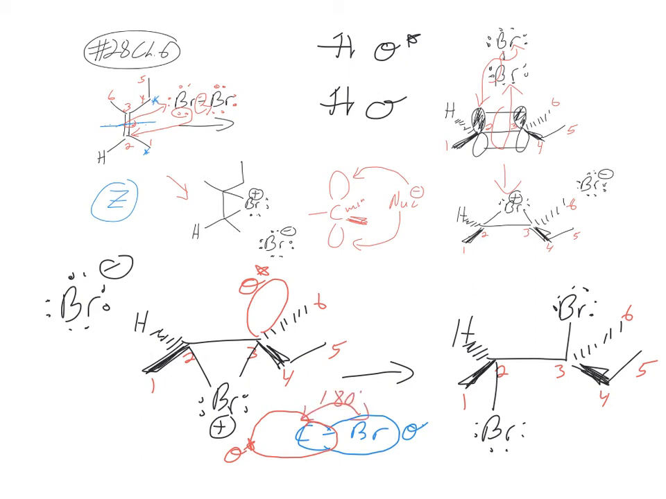So, where does the Br minus have to attack if it's going to break this sigma bond? It has to attack sigma star. Think about it. If you want to break a bond, what must you do to that bond? Put electrons in its antibonding orbital. If you want to break a bond, in all cases, you put electrons in an antibonding orbital. If I have a bond and you put electrons in my antibonding orbital, you break my bond.